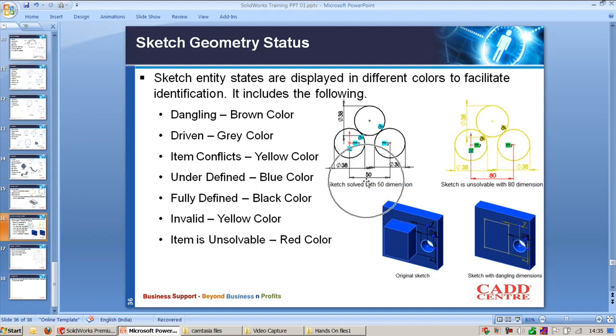Here in this initial sketch you can see 50 is given as the distance between two circles, but when you increase the 50 to 80, it is not able to solve. It shows it is an unsolvable dimension. The reason is that these two circles already have a relation with a tangential constraint and also other dimensions. So when you want to change the existing 50 to 80, you cannot change this. That will be highlighted with red color. And this is all about sketch geometry status.